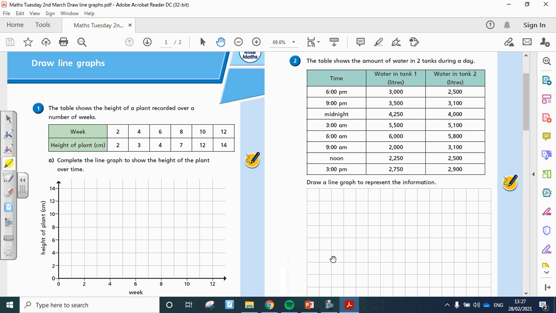Good morning, Year 6. So this is Tuesday's maths lesson in our slightly different last week of home learning. So this one is drawing line graphs.